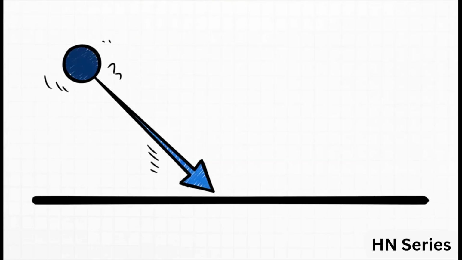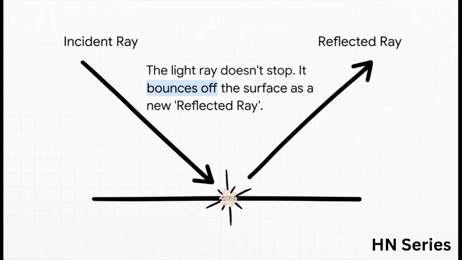Okay, so first up, let's imagine a single ray of light like it's a tiny billiard ball. This ball, our incident ray, is just zooming along in a perfectly straight line until, wham, it hits the side of the pool table. Or, in our case, a surface like a mirror. So just like that billiard ball, the ray of light doesn't just stop, it bounces right off. And we call this new path the reflected ray. And this is the really cool part. Just like a perfect shot in pool, where that ray goes next is completely 100% predictable.